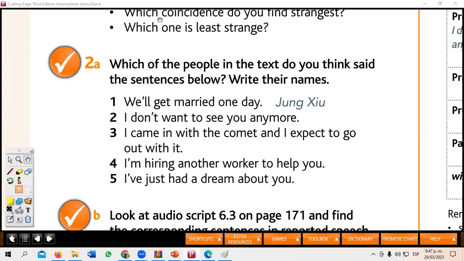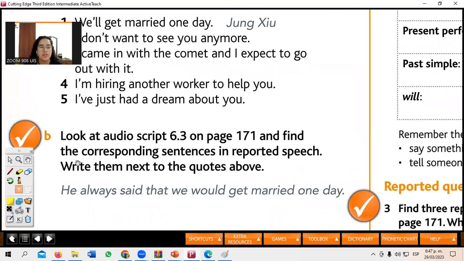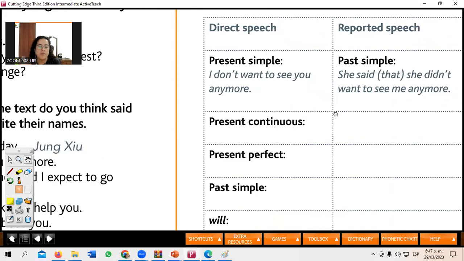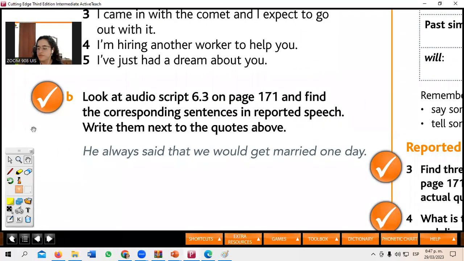Teacher, a question. Only part B of point two, or also the grammar part? No, just for now, part B. We are going to find the sentences and then we classify them in the chart, okay? For now, just part B. Okay.